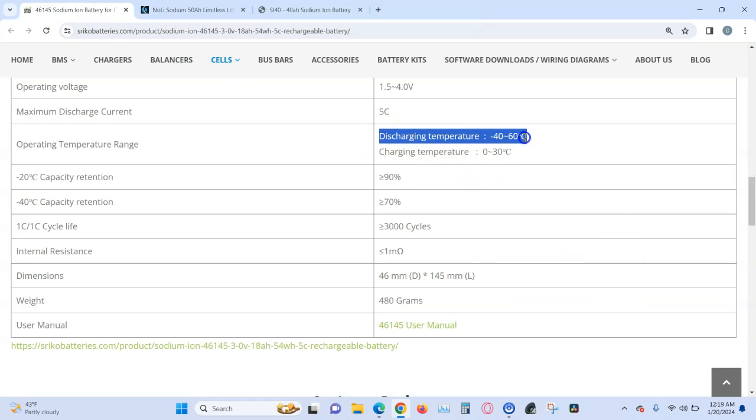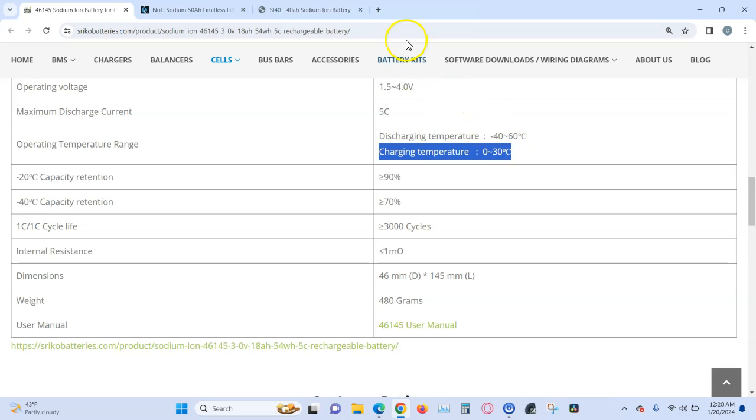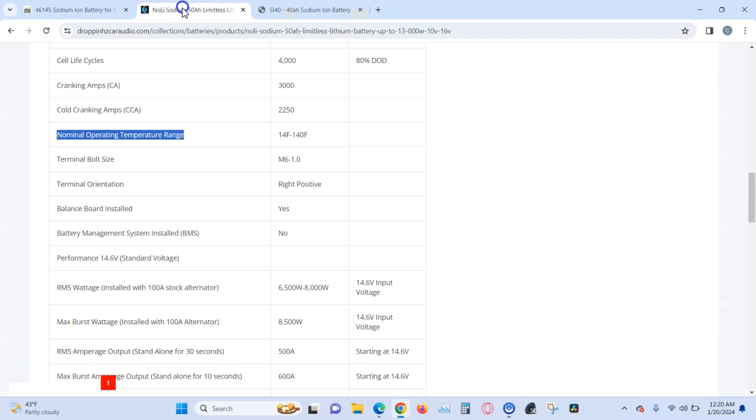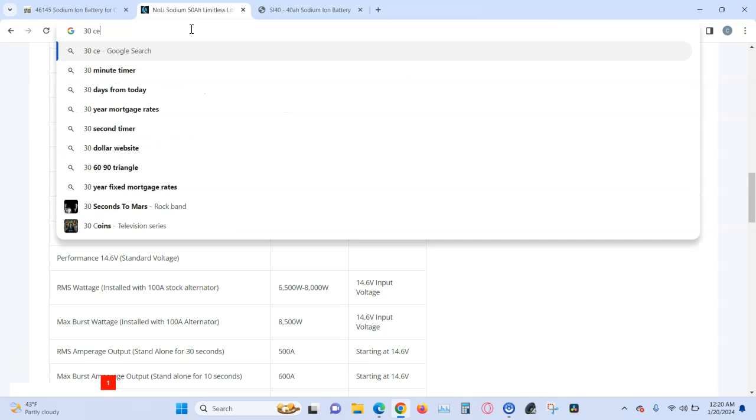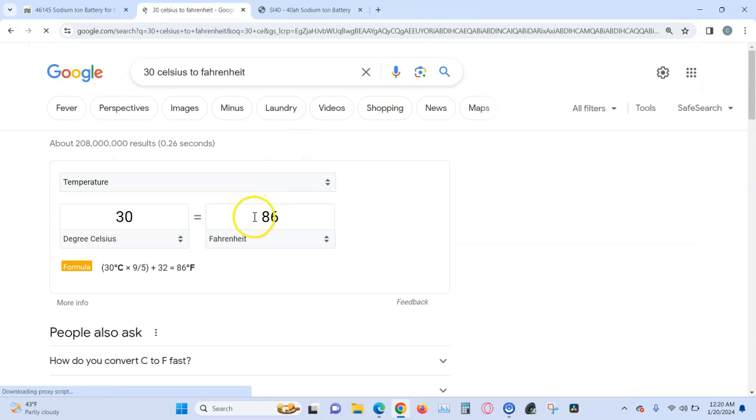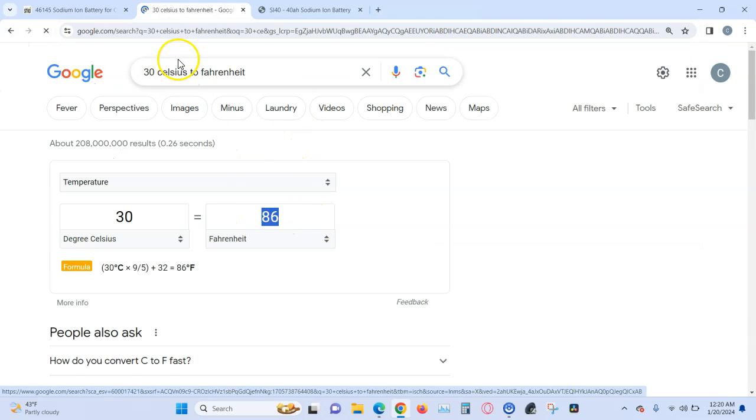So that is super cool, but this is discharging temperature. Look at the charging temperature. 30 Celsius. Now let's look up 30 Celsius to Fahrenheit. That's 86 degrees Fahrenheit.